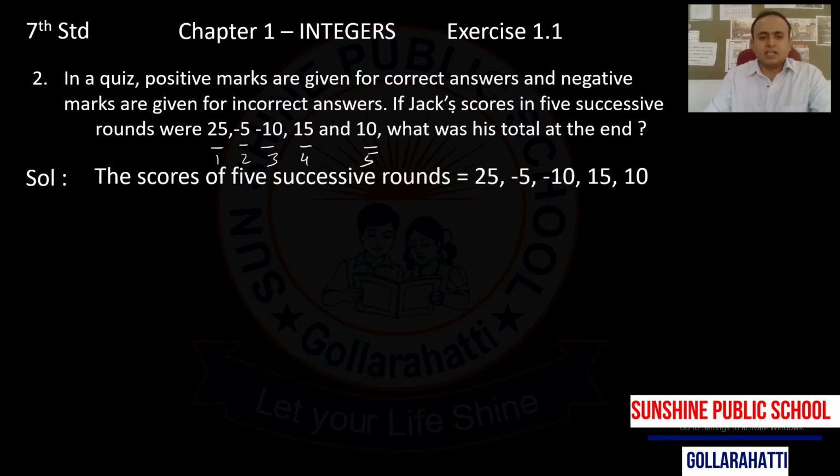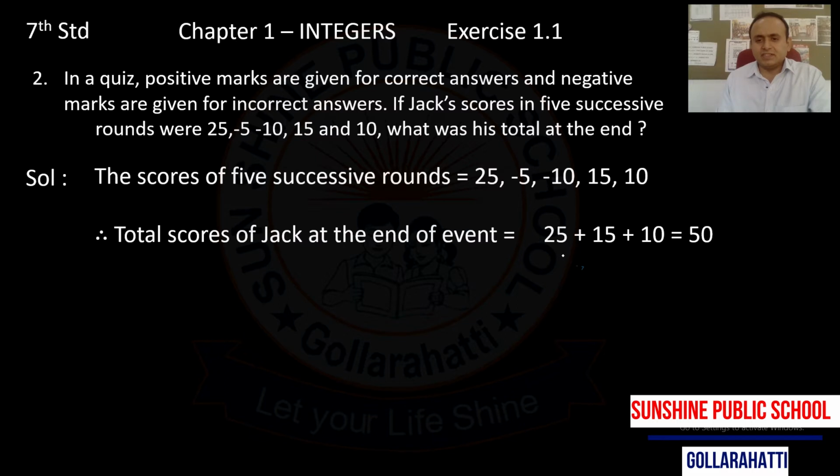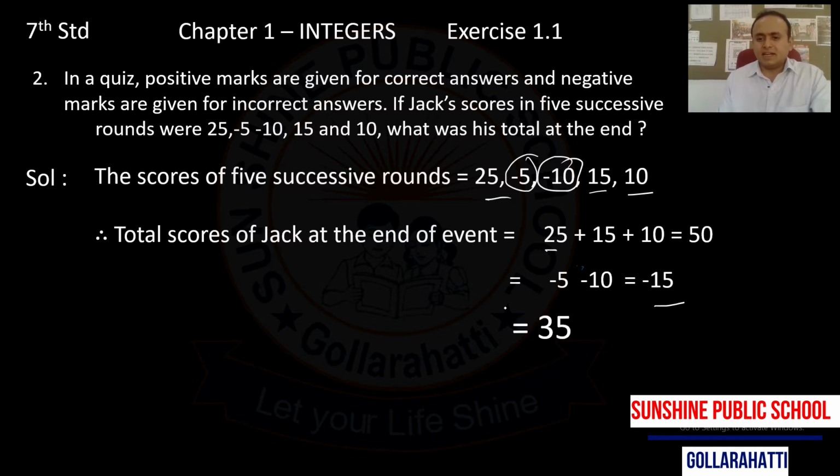Let us check. Solution. The scores of 5 successive rounds are 25, -5, -10, 15 and 10. First, you have to add all the positive numbers, that is 25, 15 and 10. The total is 50. Then add all the negative points, that is -5 and -10, which is -15. Now subtract: 50 minus 15 is 35. So the total marks he scored at the end was 35.